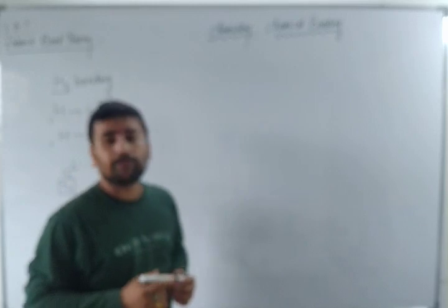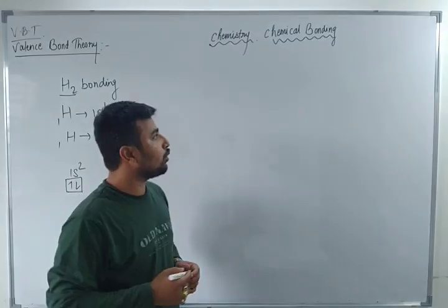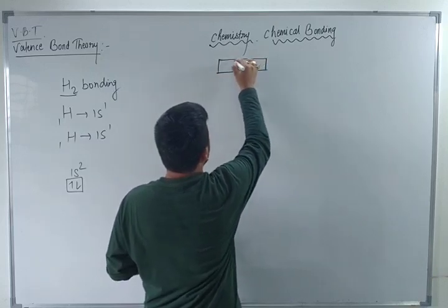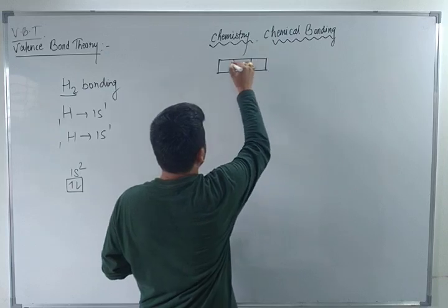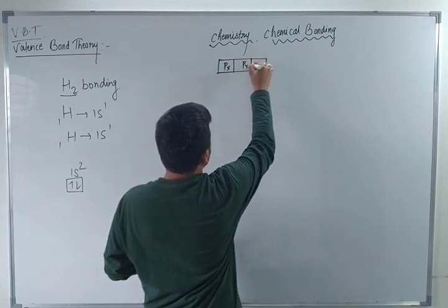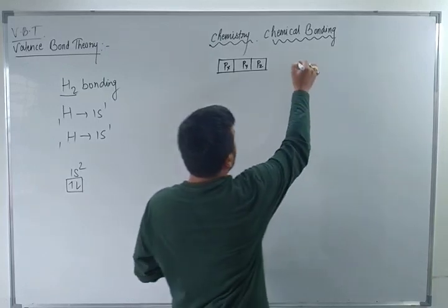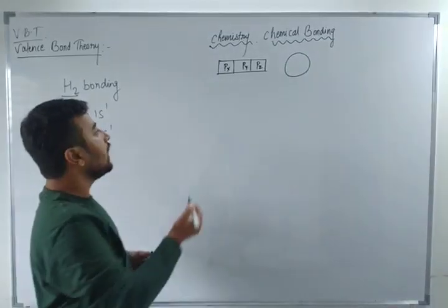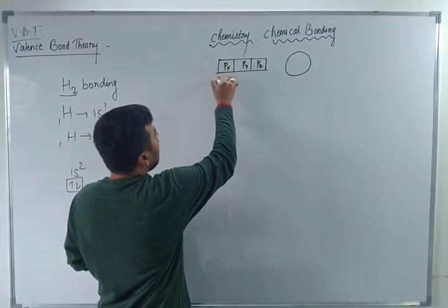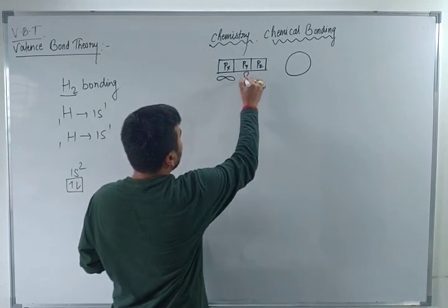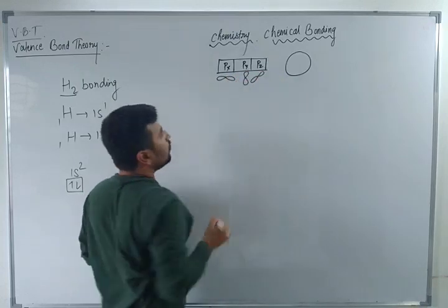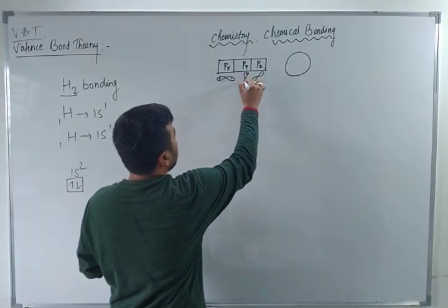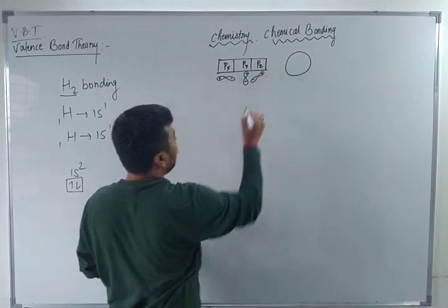If I talk about positive overlapping, you know very well that in the p orbitals there are three axes, right? Px, Py and Pz. And S is spherical. This is the S orbital, and this is Px, Py, Pz. In Px there are two lobes, in Py also two lobes and in Pz also two lobes. One will be positive, another will be negative.